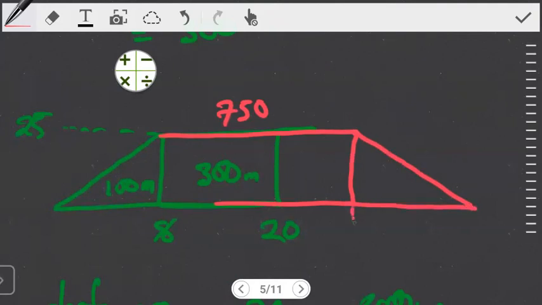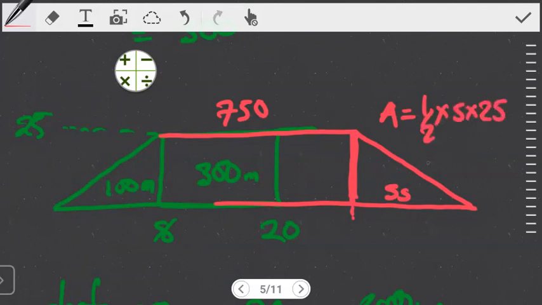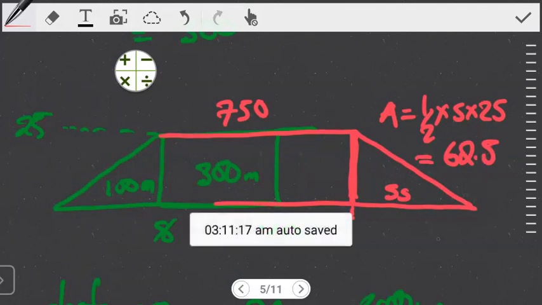Again, the question told us that it decelerated for 5 seconds, and we know this height here is 25. This is a triangle, so you can easily get the area of a triangle again as half by the 5 by the 25. That gives us the area of this small triangle at the end as 62.5. But we know the area under the graph is equal to the distance covered.